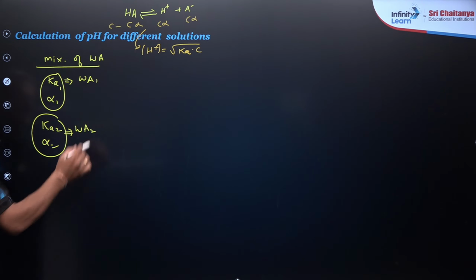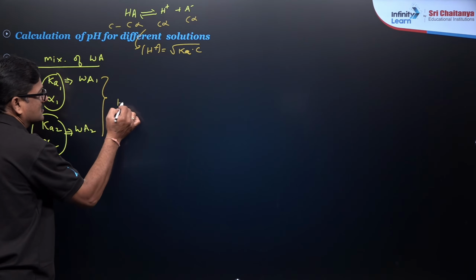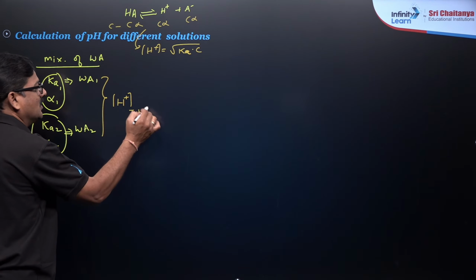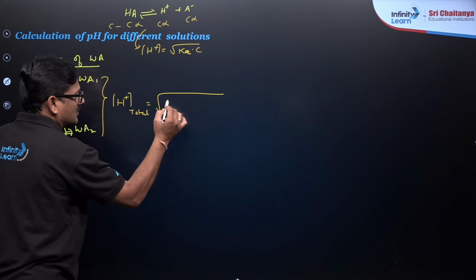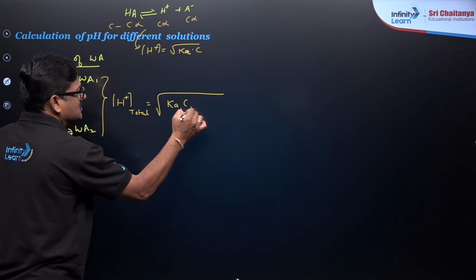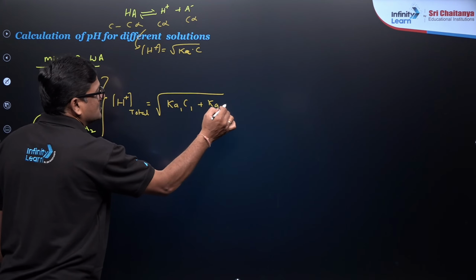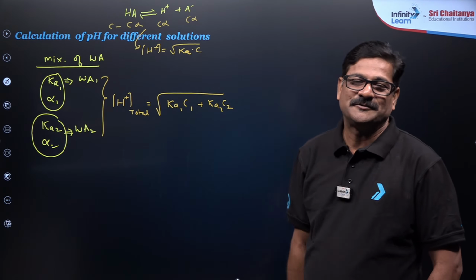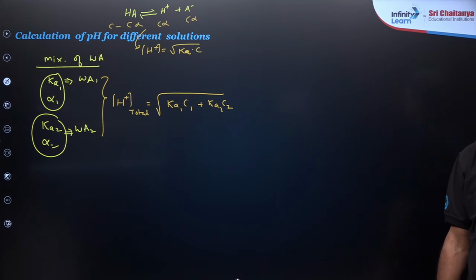So for the mixture, what will be the H+ ion concentration? It is equal to root over Ka1C1 plus Ka2C2. Are you getting it or not? Simple, no?